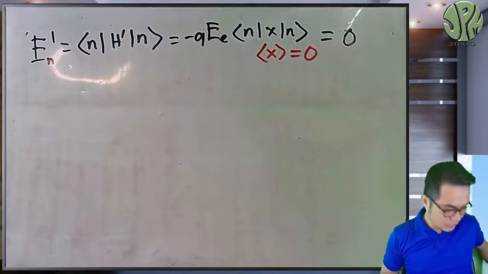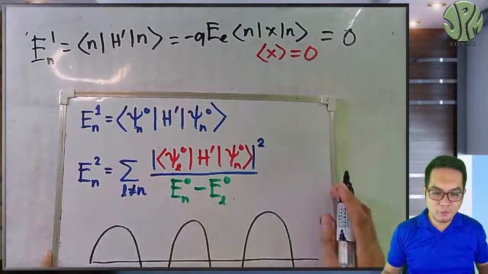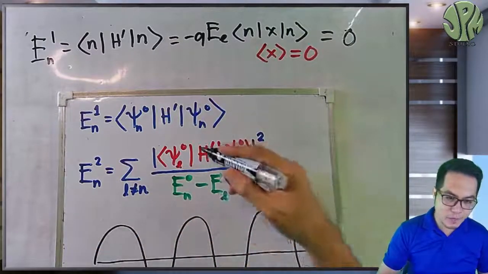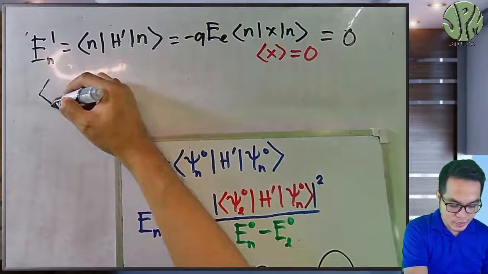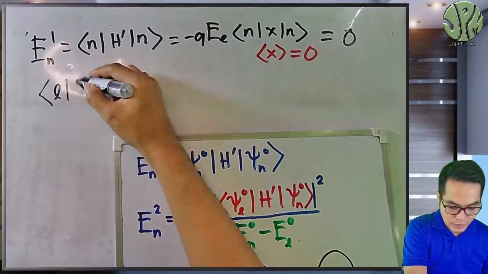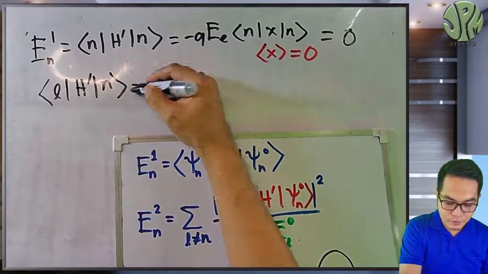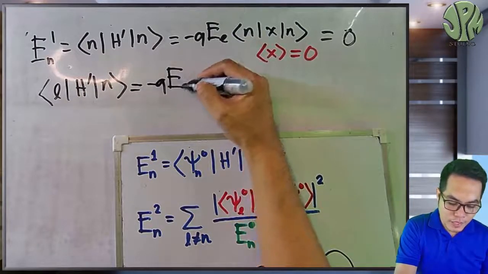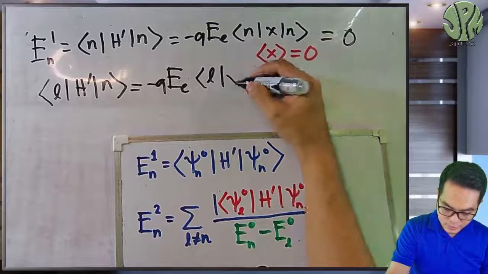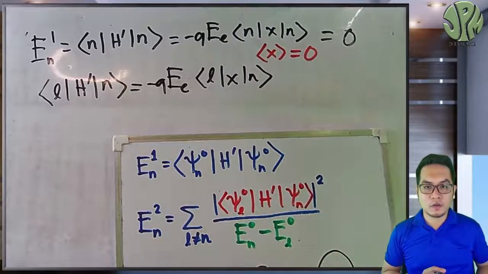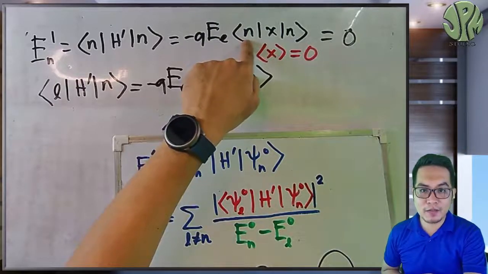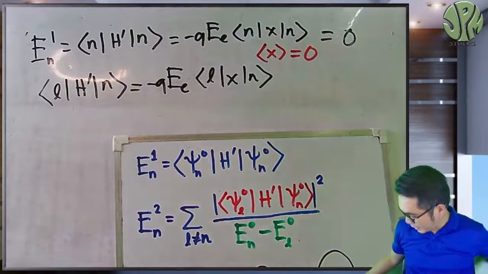So for the second order correction, we again go back to this equation. Again, we will solve this first, and then this one, and plug it back into this equation. So we first get this term here. I'm just going to use shorthand notation, L, H prime, n. So I will have negative q, the electric field, and then <L|x|n>. Now this is different from this, because this is just the expectation value <n|x|n>, but this is <L|x|n>.